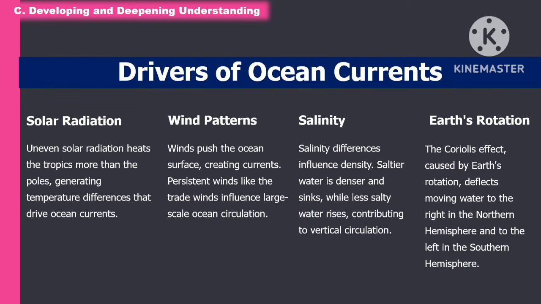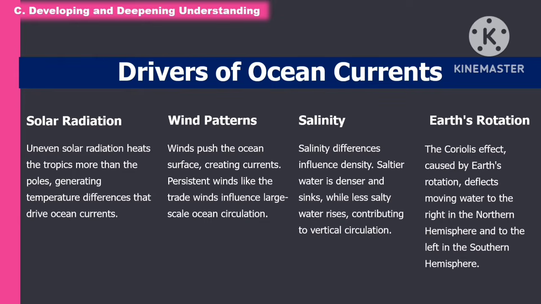The following are the drivers of ocean currents. So the first one is the solar radiation. Uneven solar radiation hits the tropics more than the poles, generating temperature difference that drives the ocean currents. The second one is the wind patterns. So wind pushes the ocean surface, creating currents, and persistent winds like the trade winds influence large-scale ocean circulation.